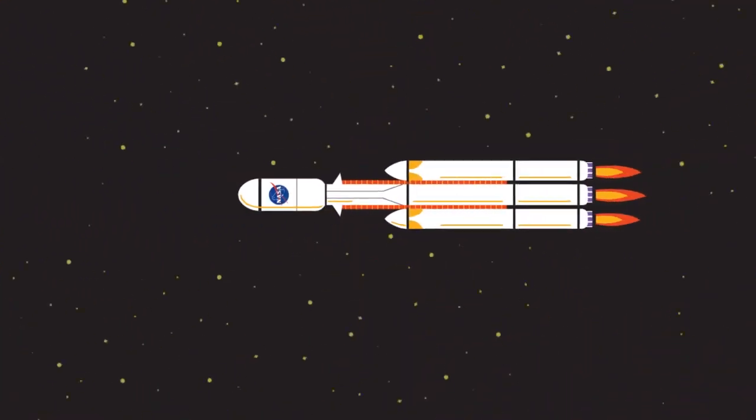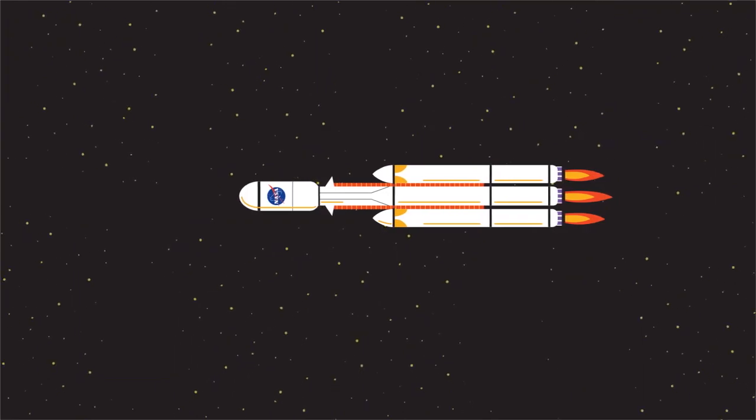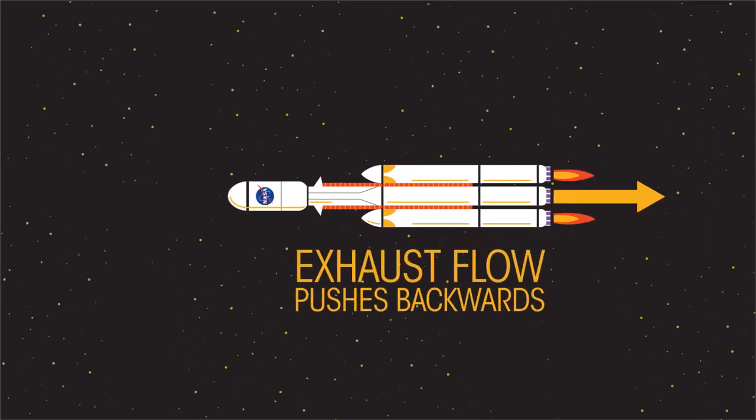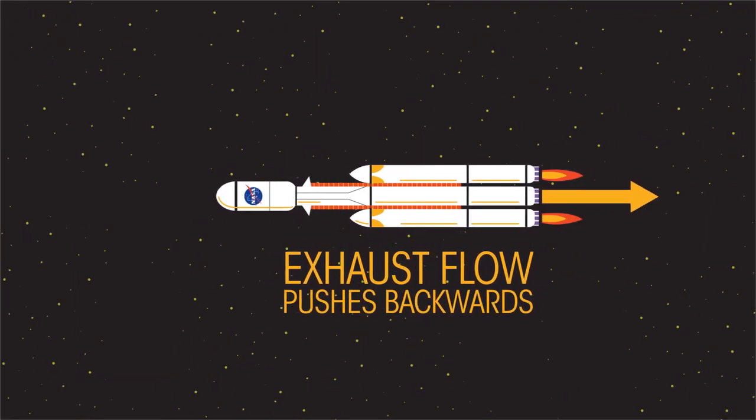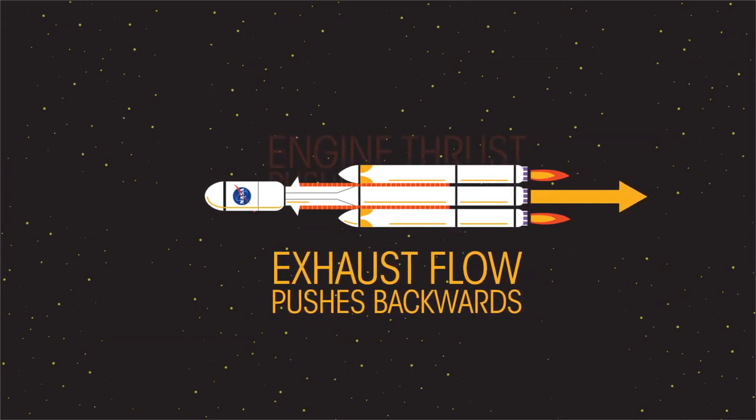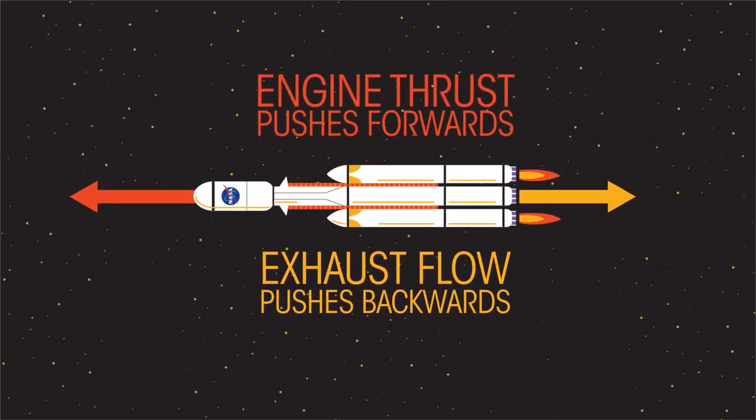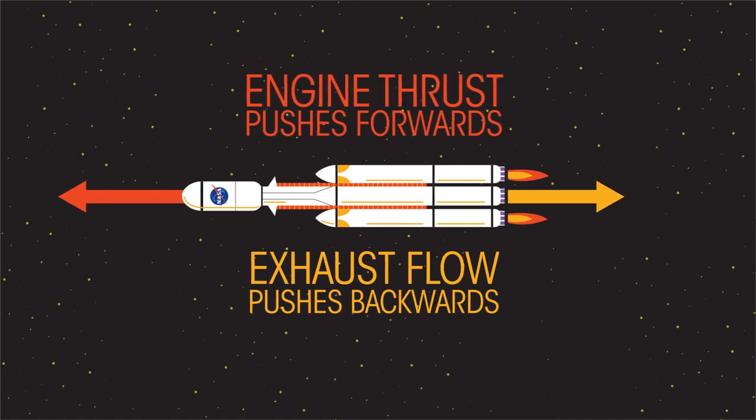Consider a rocket engine in outer space. Hot gases are expelled from the back. The rocket pushes against the hot gases, and the gases exert a force on the rocket, which causes it to accelerate.